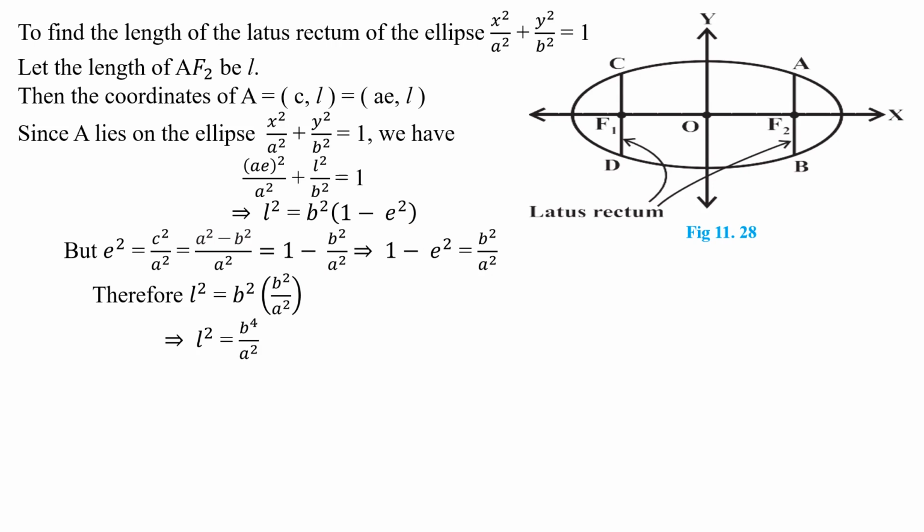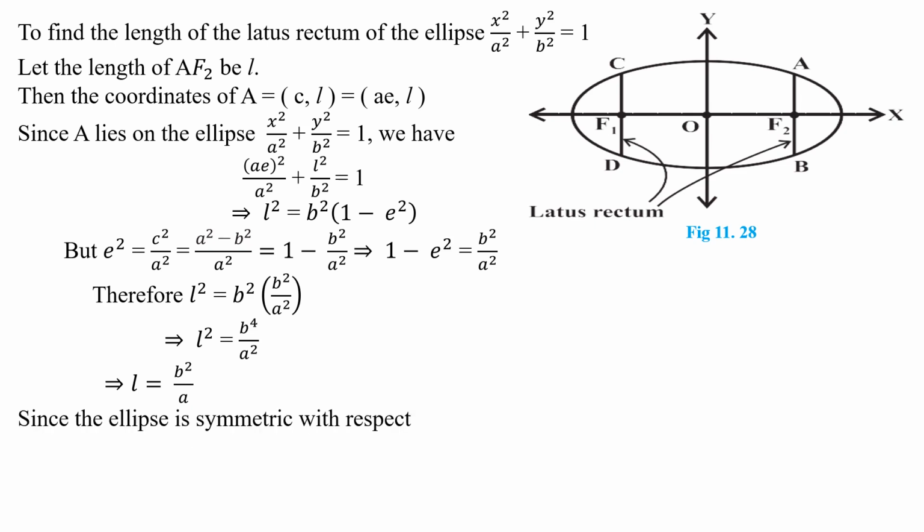This implies L square is equal to, what will you get here? b square into b square, b power 4 by a square. Understood this step, my children? This implies, by taking the square root on both sides, L is equal to b square by a. Understood this step, my children?